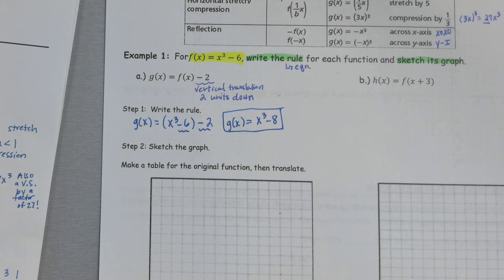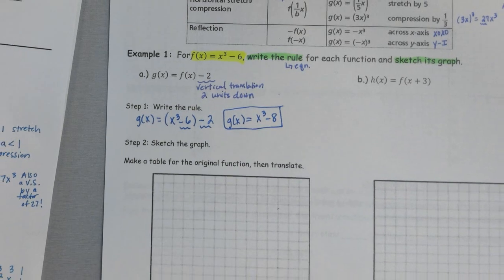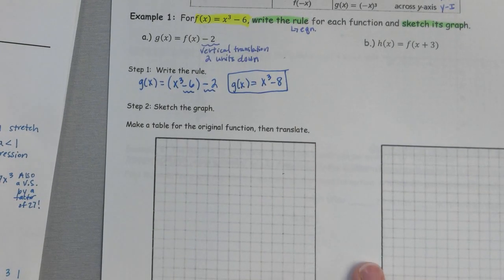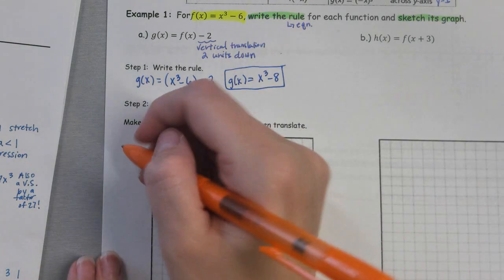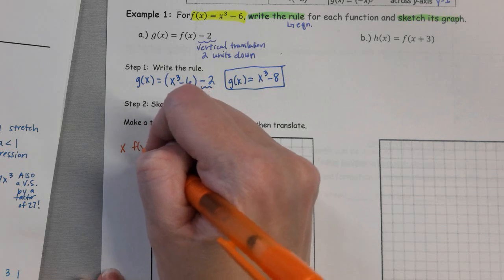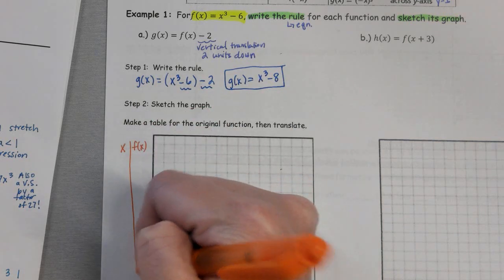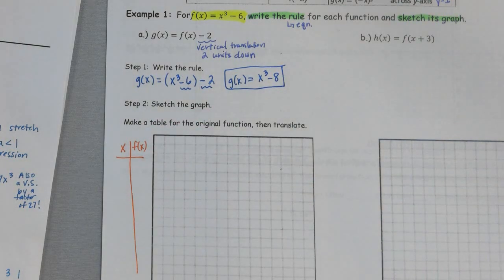Okay, so when I'm sketching my graph, I'm just going to make a table for the original function, and then I'm going to translate. And I'm fine if you want to use your graphing calculator to make that original function. Okay, so my table is going to be x and then f of x. Do you guys remember what the parent function for x cubed looked like?